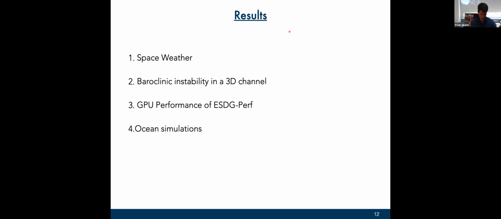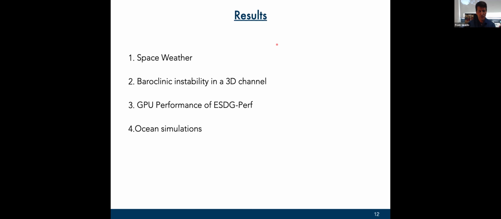I have about 27 minutes, it says. Okay, that's a lot of time. So maybe I went a little quickly so far, so apologies if I went too quick. Space weather, let me talk about some of these results, and then I'll show you some results for the Galerkin stability in a 3D channel. I'll explain to you what I mean by that.